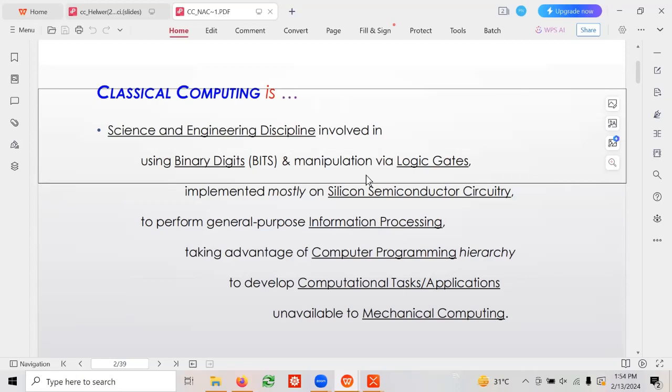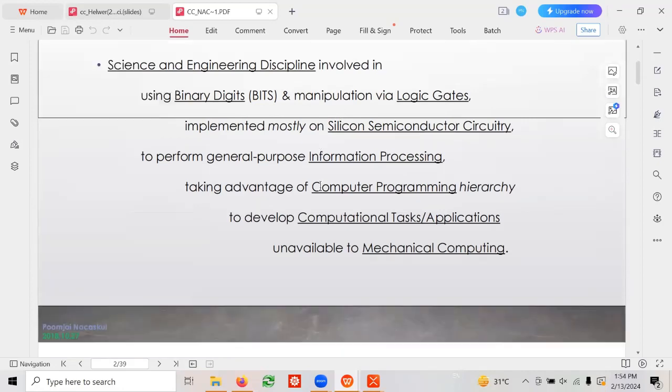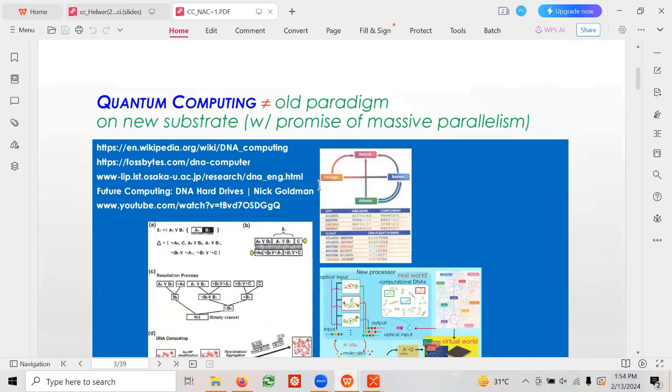In other words, if you think of mechanical, you go to an antique store, maybe you will see a calculator that's almost electromechanical, and all it does is just add and subtract. You can't do anything more elaborate than that. So there isn't a hierarchy of computer program. But with classical computing, there's a hierarchy of computer program. So that's what classical computing is.